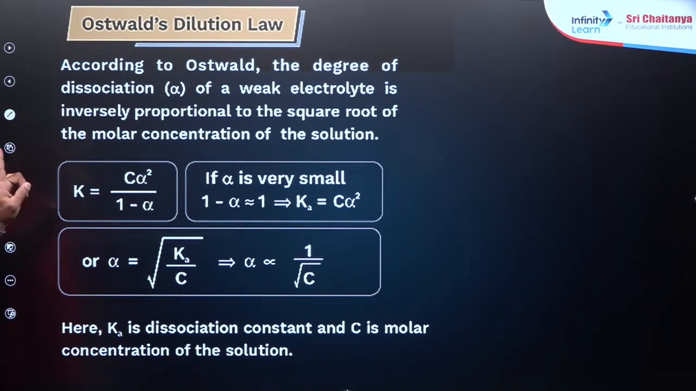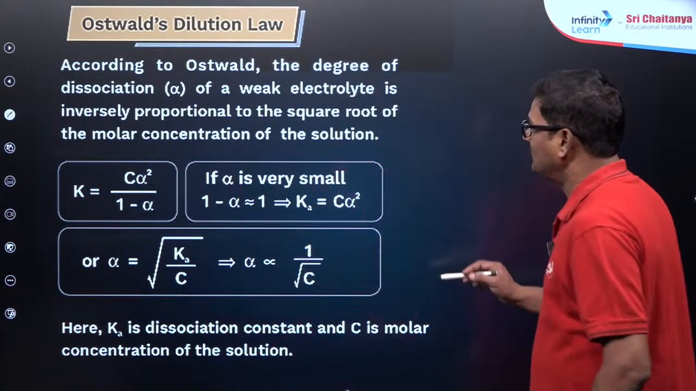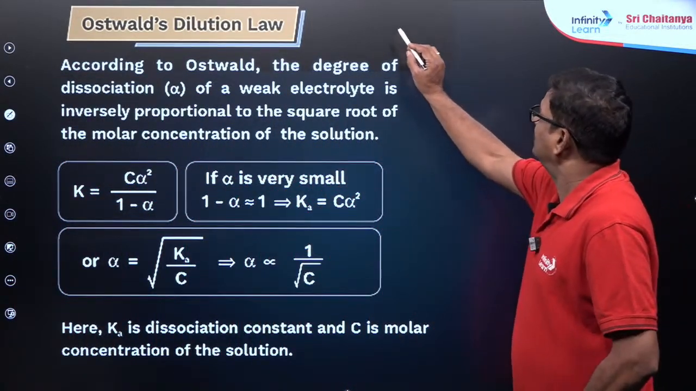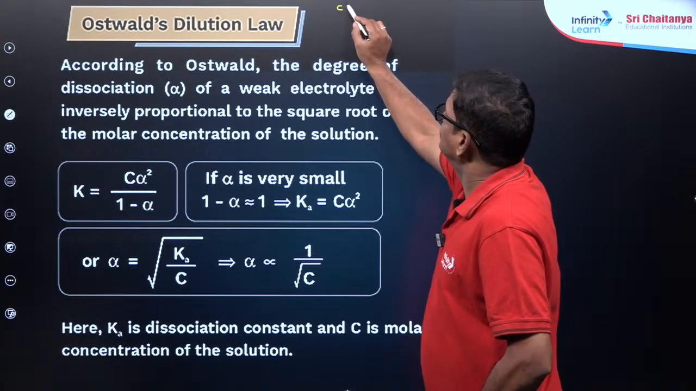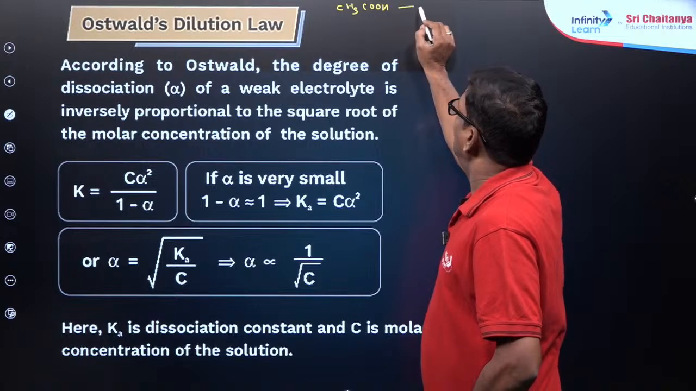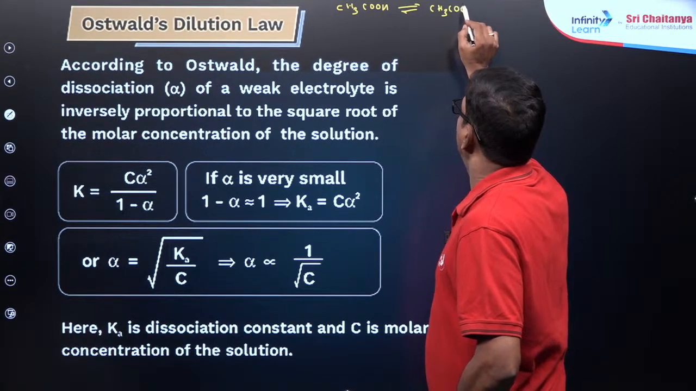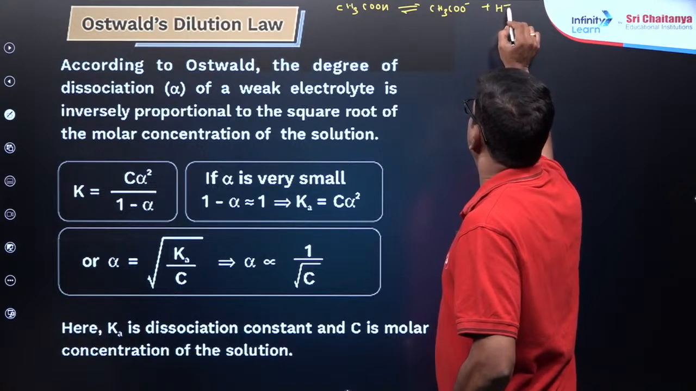According to Ostwald dilution law, the degree of dissociation alpha of a weak electrolyte is inversely proportional to the square root of molar concentration. So the same thing I just want to say here: CH3COOH ionizes to give CH3COO minus and H plus.